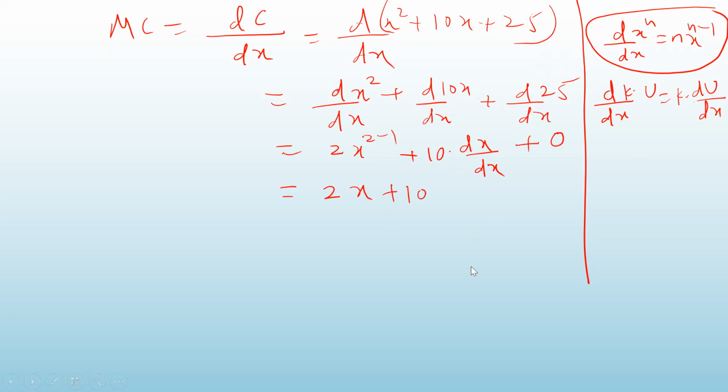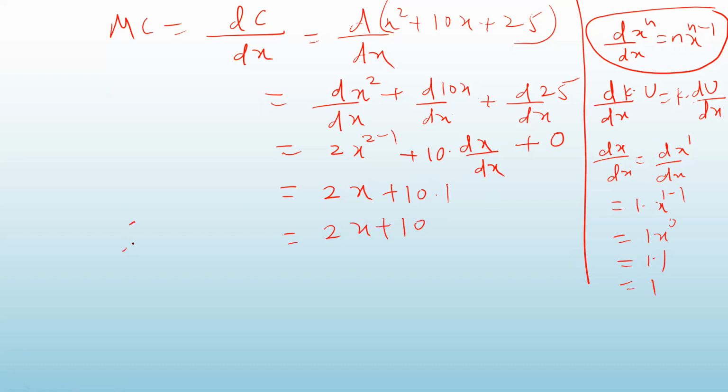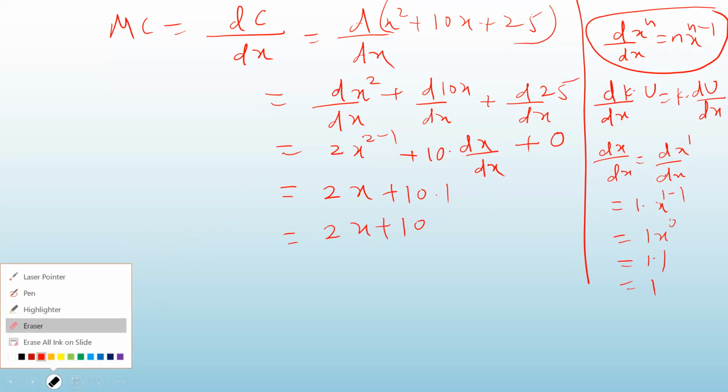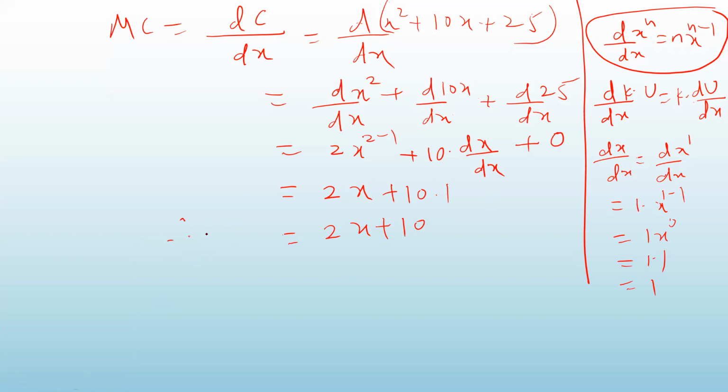What is derivative of x? We know it is 1, correct? I'm writing here. X means x to the power 1. So it is 1 into x to the power 1 minus 1, 1 into x to the power 0. And any number raised to power 0 is 1. So it is 1. So derivative of x with respect to x is 1. So finally what we got? 2x plus 10. Therefore, the marginal cost is equal to 2x plus 10.